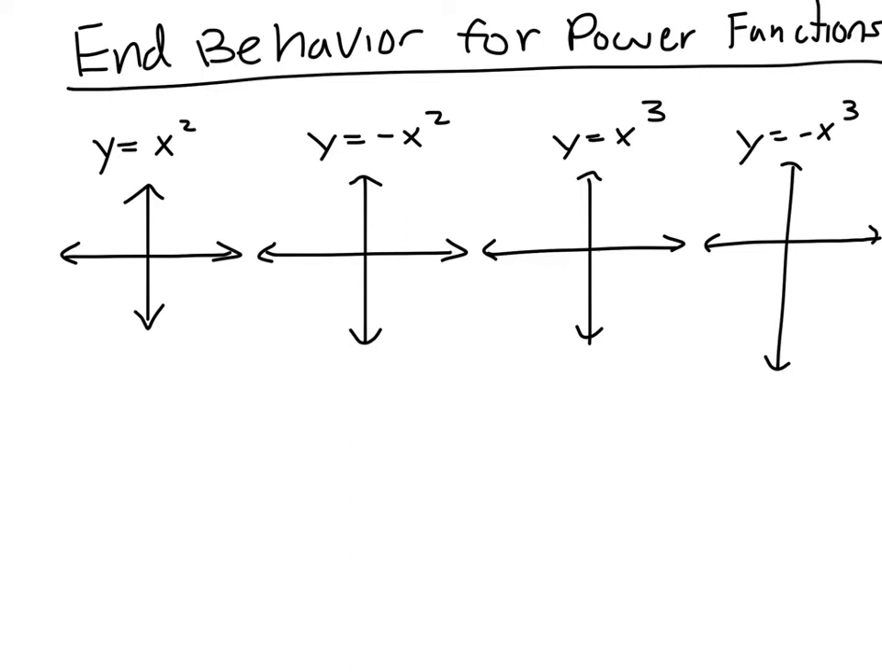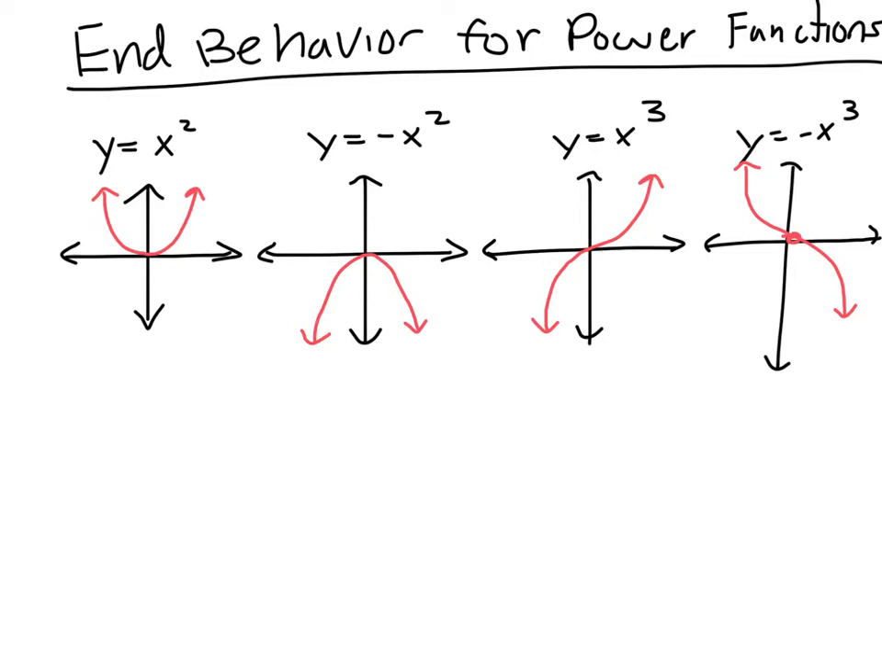So these graphs, we kind of know what these graphs look like. y equals x squared looks like this. y equals negative x squared looks like this. And y equals x cubed looks like this. And y equals negative x cubed is flipped. It should go through the origin there. We talked about them before. Also, just through experience, you probably know what these graphs look like. So let's talk about the end behavior of each of these.